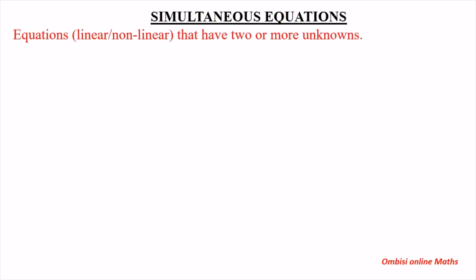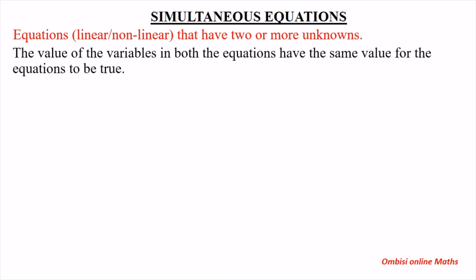And we said simultaneous equations are just equations. They can be linear or nonlinear, and they have two or more variables, two or more unknowns. Now, the value of the variables in both the equations that you have been presented with must be equal in both the equations or in both the system of equations that you are presented with.